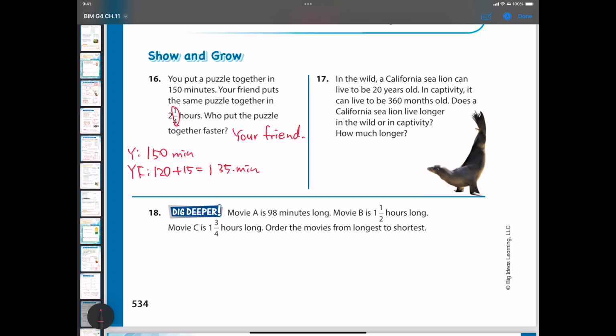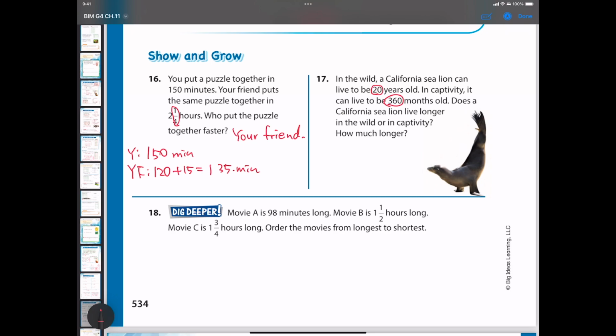In the wild, a California sea lion can live to be 20 years old. In captivity, it can live to be 360 months old. Does a California sea lion live longer in the wild or in captivity? How much longer? Now let's convert these 20 years into months, okay?